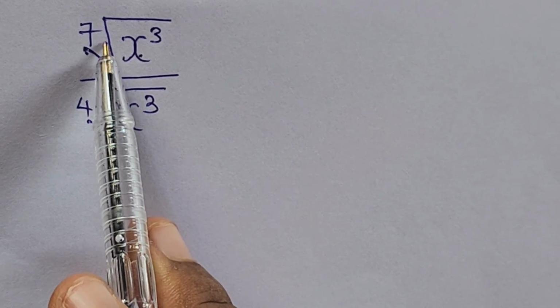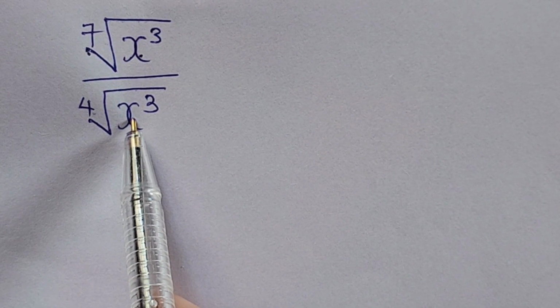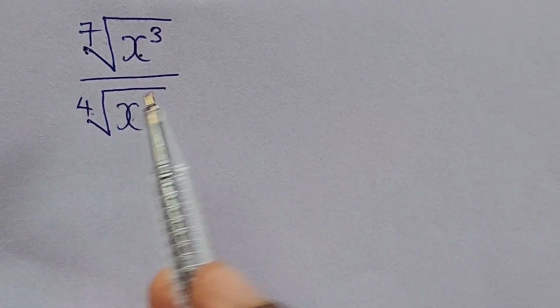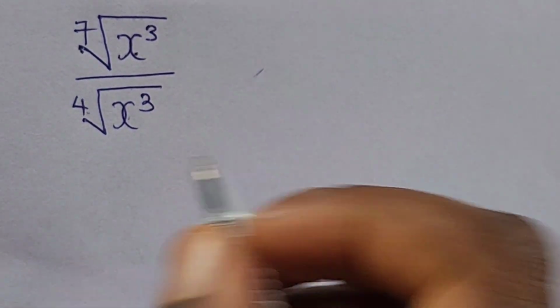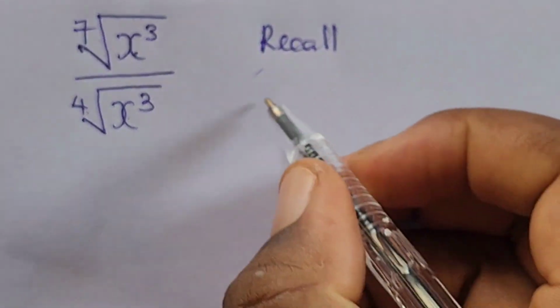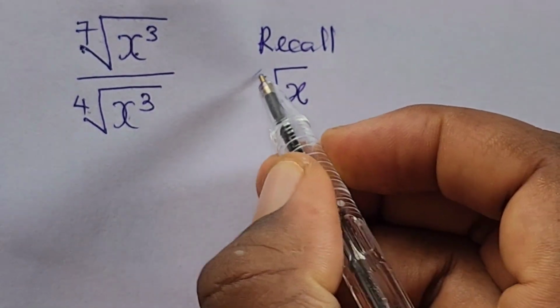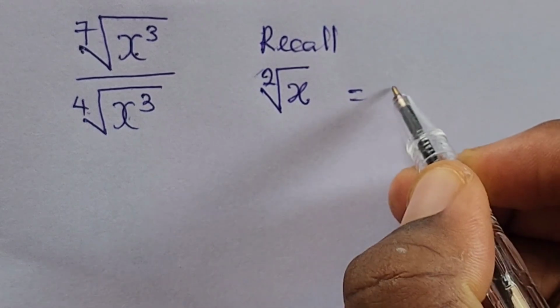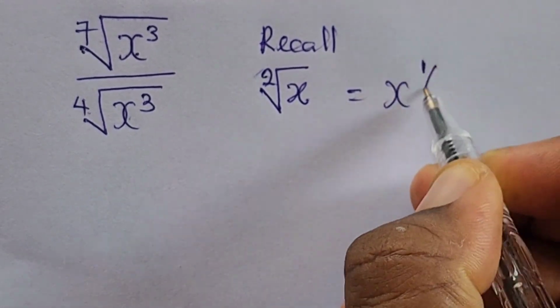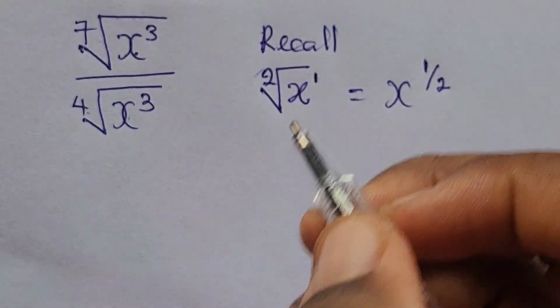So we have the 7th root of x cubed all over the 4th root of x to the power of 3. So we want to resolve this. Let's recall, when we have the square root of x, this is 2 and is equal to x to the power of 1 over 2 because there is power 1 here.